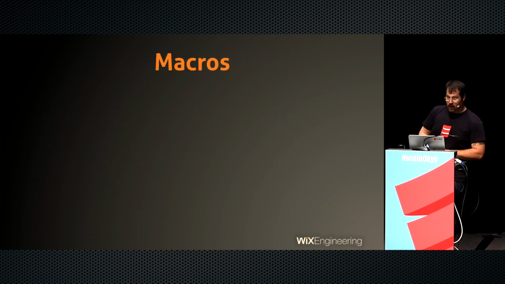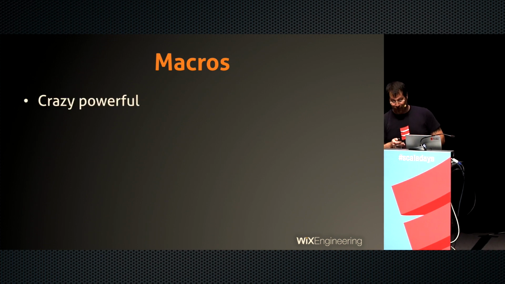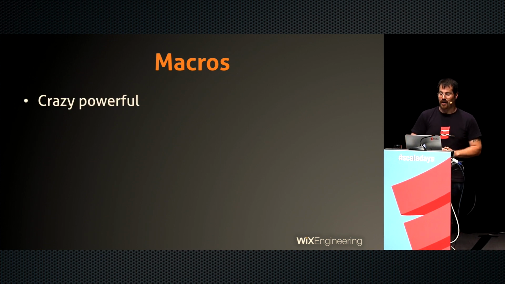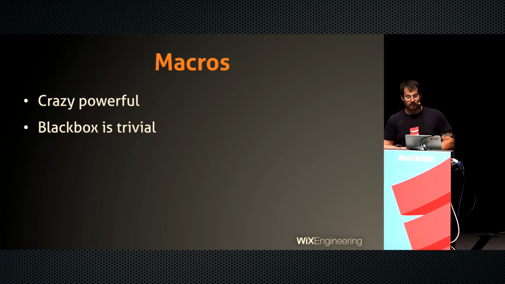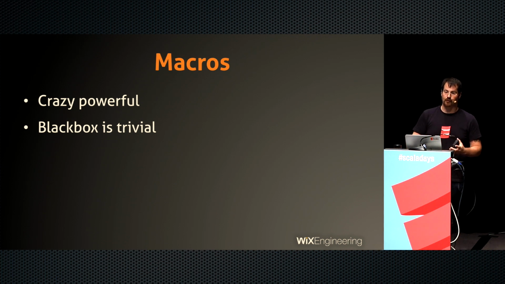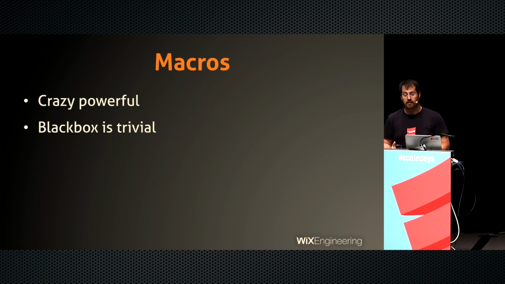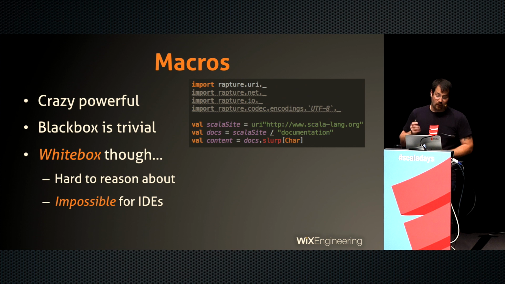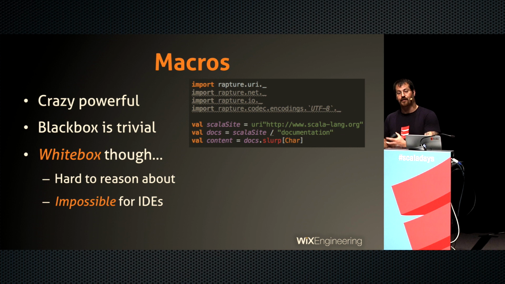So, macros. Macros are crazy powerful, right? You can do a lot of different things with macros. Black box macros, which for those of you who haven't run into this concept, are basically macros where the entire signature and the resulting type of the macro invocation is known ahead of time. That's relatively trivial. White box macros, though, which are macros where the type of the result of the transformation of your code is not known statically and ahead of time, are very hard to reason about, and crucially, they're also kind of impossible for IDEs to reason about.